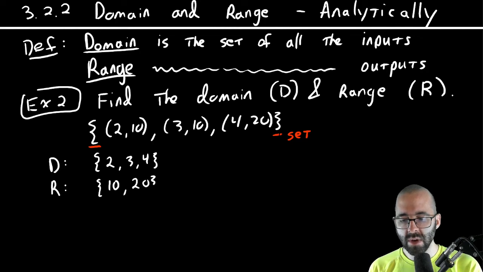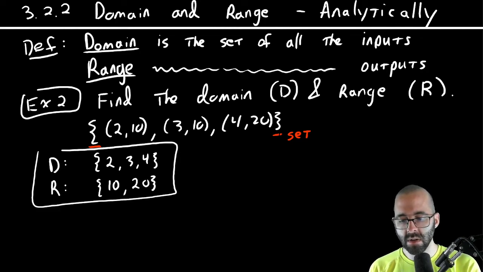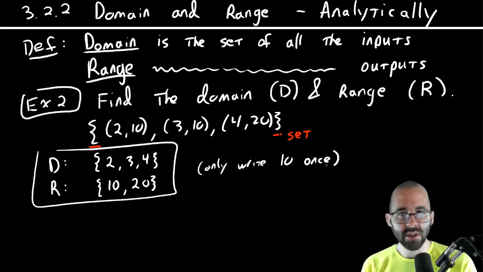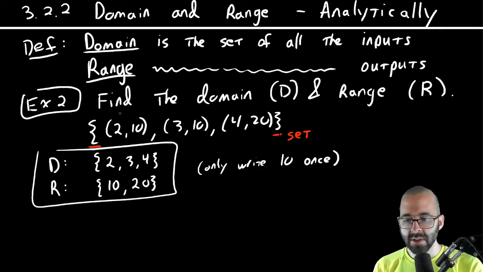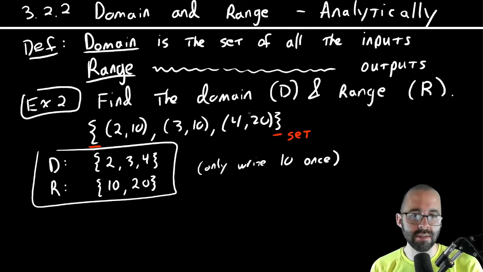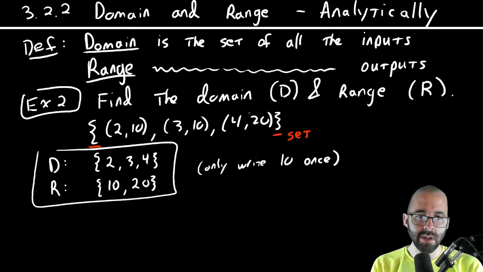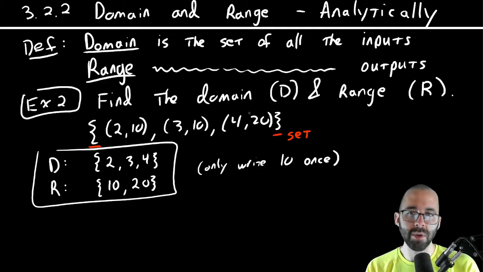We don't have to write 10 twice though. Only write 10 once. And remember that this is still a function. A function means each input, each question, can only have one output, one answer. So 2 only goes to 10. 3 only goes to 10. It's like a multiple choice exam, right? Different questions can have B as the answer, but each question you can only shade in one bubble.